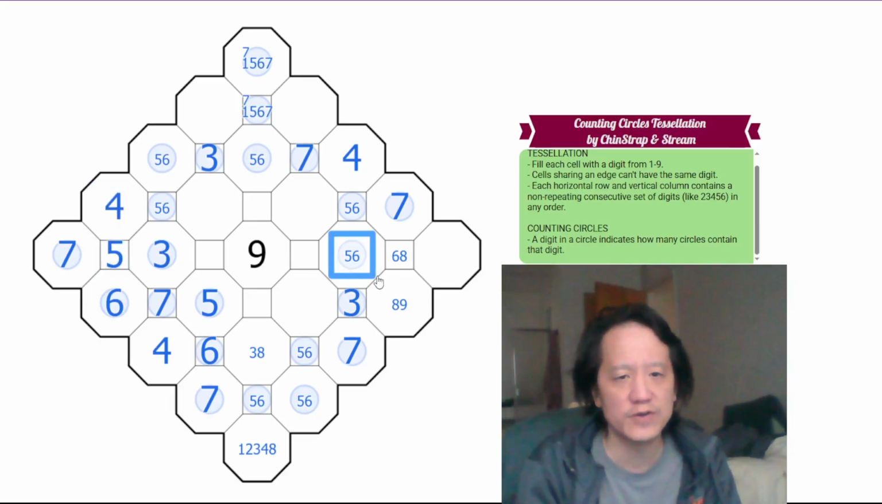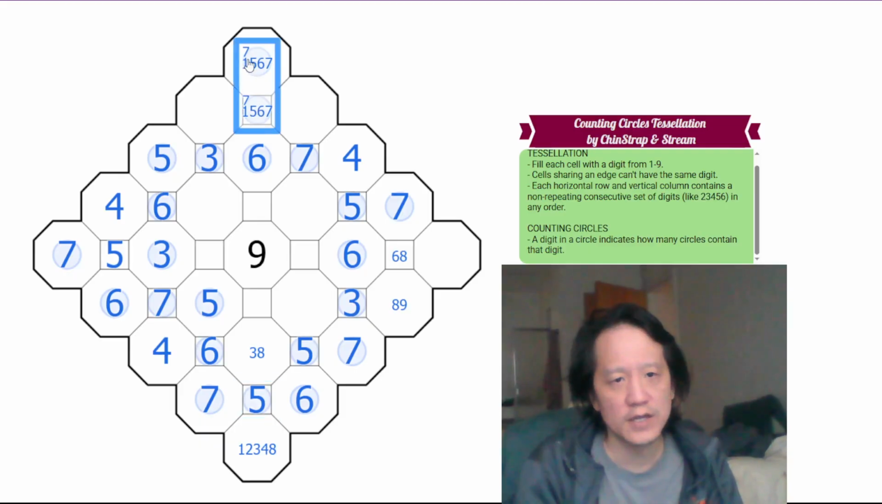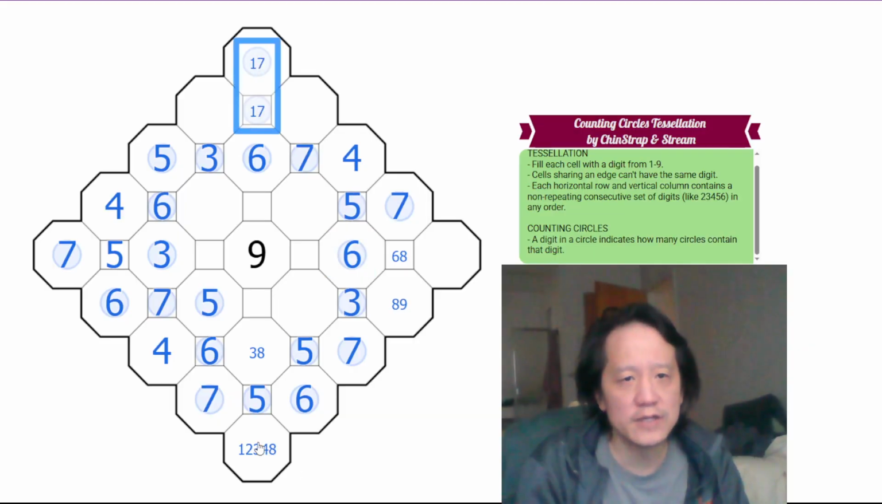This 5 eliminates 5 here, so it's 6 and 5, which eliminates 5 here, so it's 6, which makes this 5, which makes that 6, and makes that 5. So this cannot be 5 and 6 because of the 5, 6 pair in the column. It's 1 and 7. That eliminates 1 and 7 in the rest of the column.